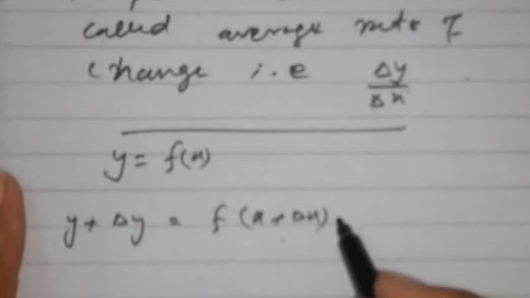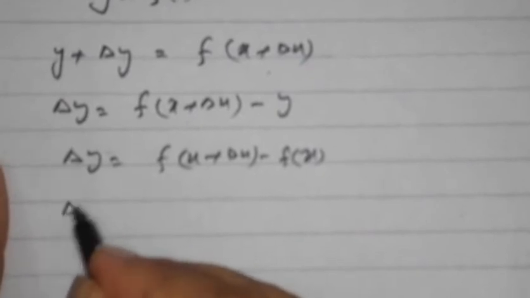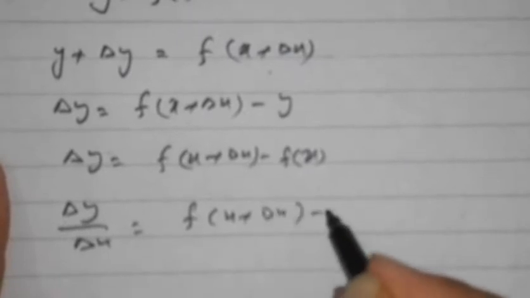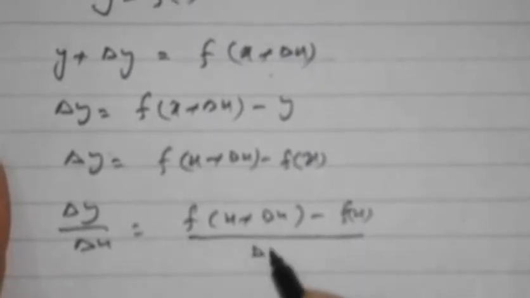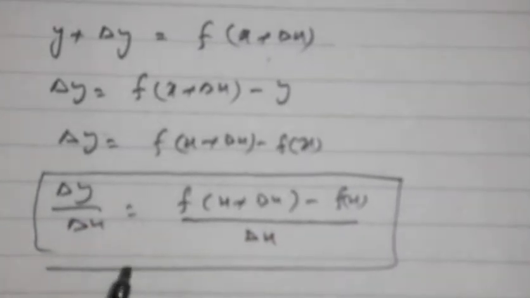Now shift this y to the right side. Del y equals f of x plus del x minus y. We know that y equals f of x, so put here del y equals f of x plus del x minus f of x. Now divide both sides by del x. Del y by del x equals f of x plus del x minus f of x divided by del x. This is the formula for finding the average rate of change.